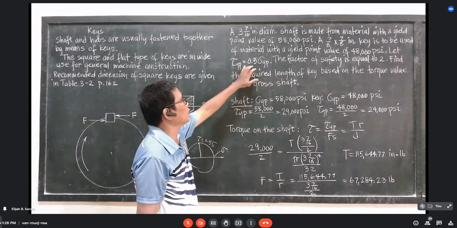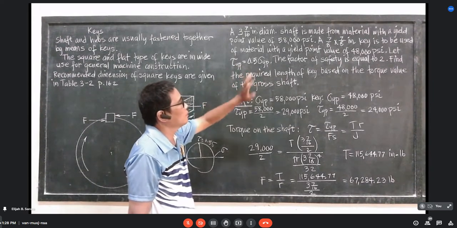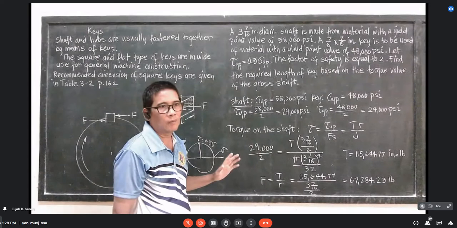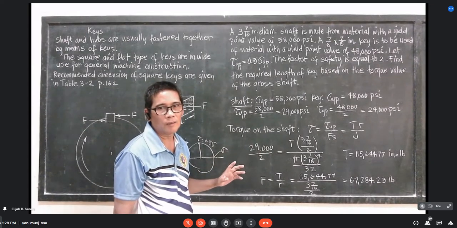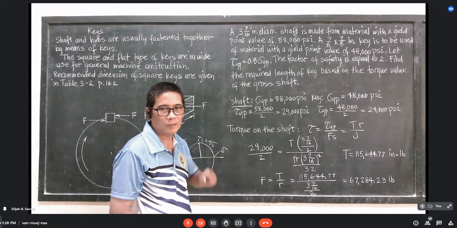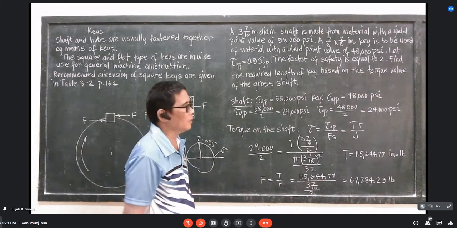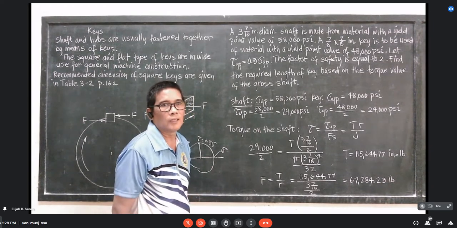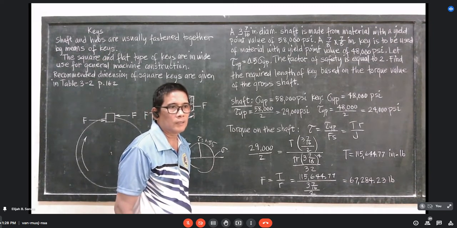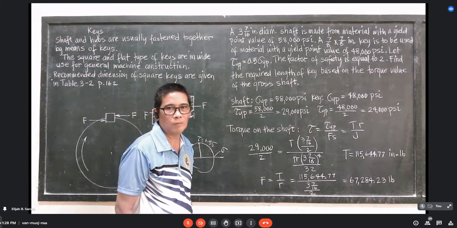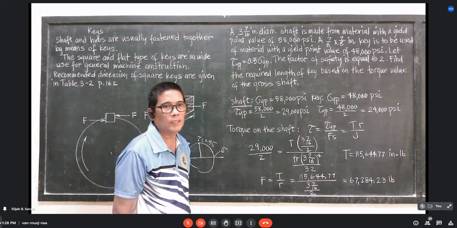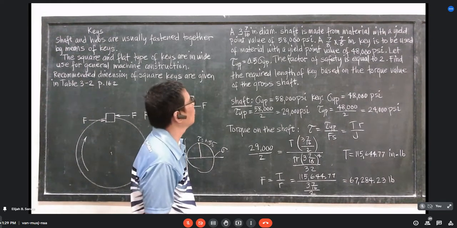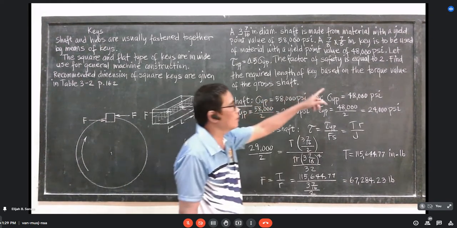This relationship is always used because materials are being tested by tension. That is why the yield point in tension is the usual test for materials. So the property of materials will be given in yield point in tension. And the factor of safety is 2.